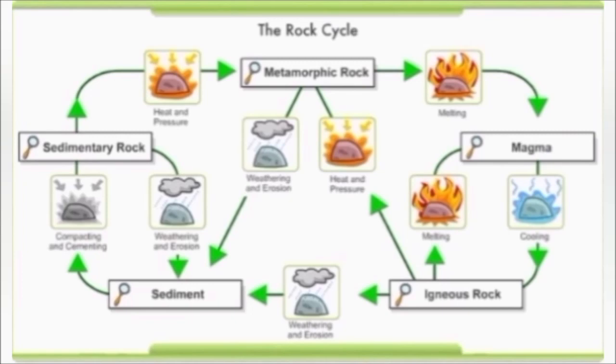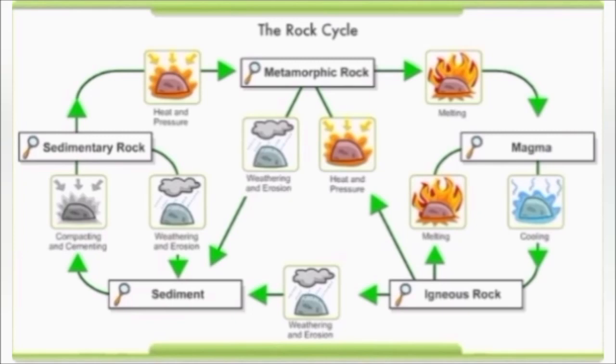So I hope you are clear. So again I will explain to you. It starts with magma, the molten magma, then it forms into igneous rocks. The molten magma cools down and then it forms the igneous rocks. It is also called primary or parent rocks.